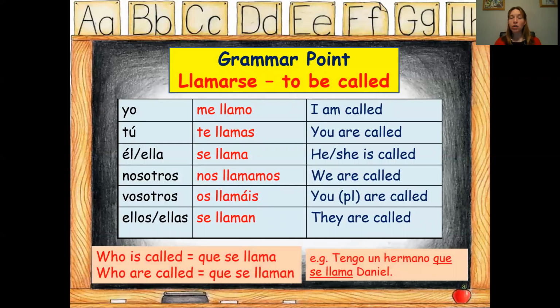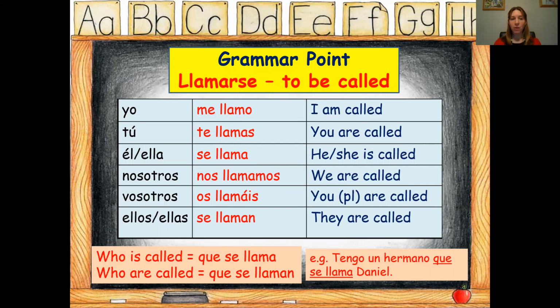Sometimes, if someone asks you the question, ¿tienes hermanos?, you might want to say, sí, for example, tengo una hermana. Then you might pause and say, mi hermana se llama Jane, for example. I have a sister, my sister is called Jane.